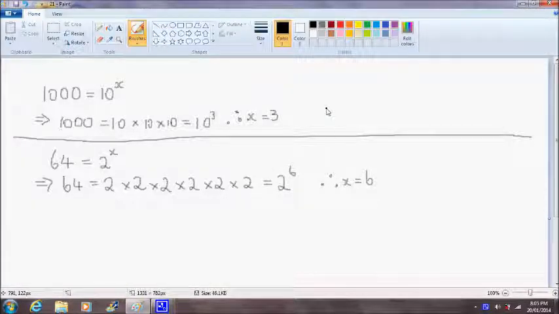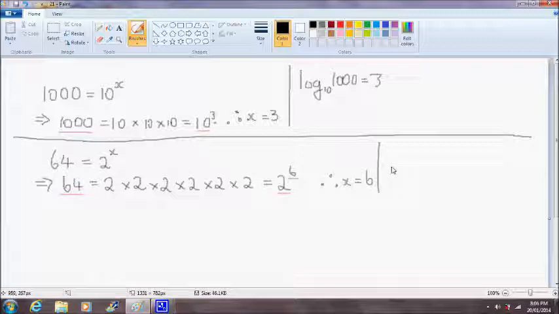Well, basically what a log is asking is what exponent of the base 10 is equal to the number 1000, or what exponent to the base 2 is equal to the number 64. And I would write that as log base 10 of 1000, and the answer is equal to 3.